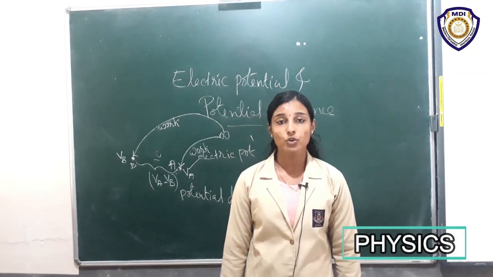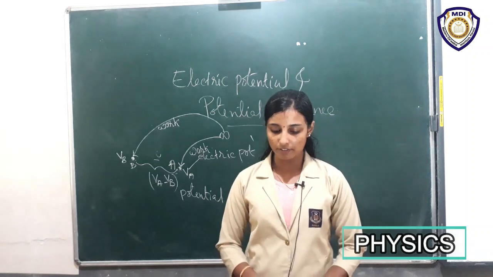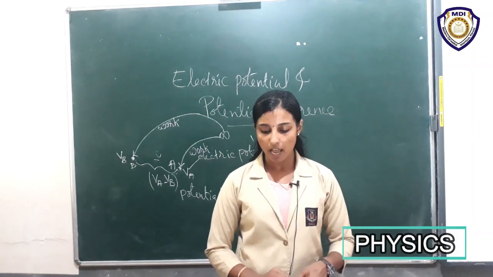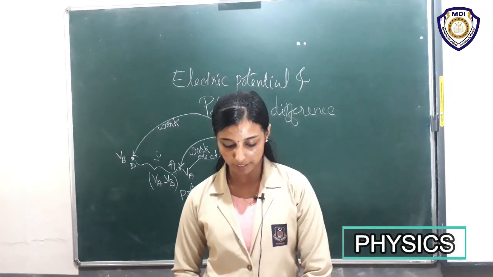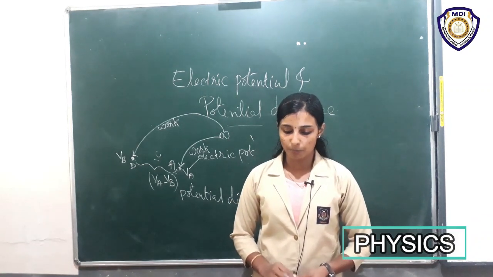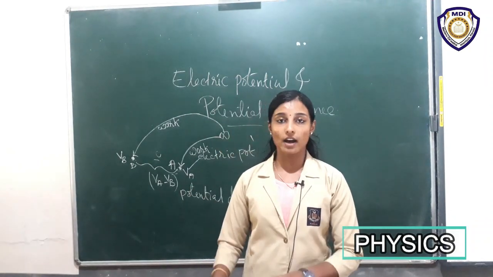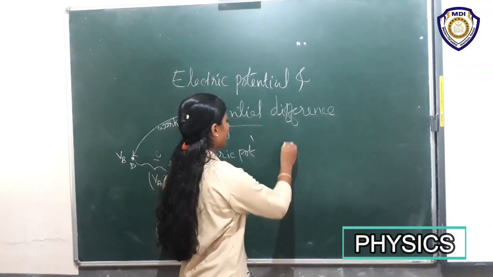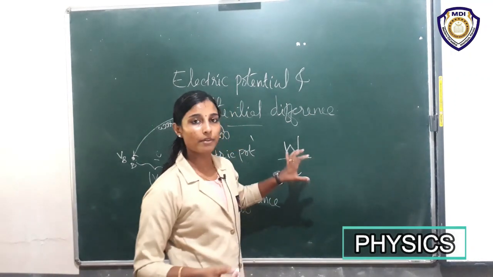Then you should underline this thing, that is the definition of potential difference. We define the electric potential difference between 2 points in an electric circuit carrying some current as the work done to move a unit charge from one point to another. That you should underline. So potential difference V between 2 points is the work done to bring a unit charge from A to B.